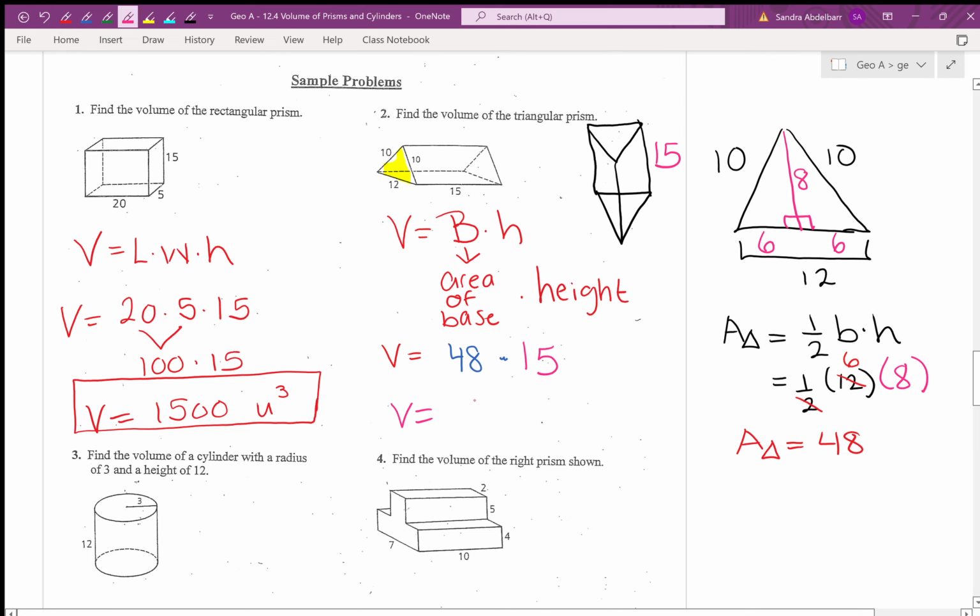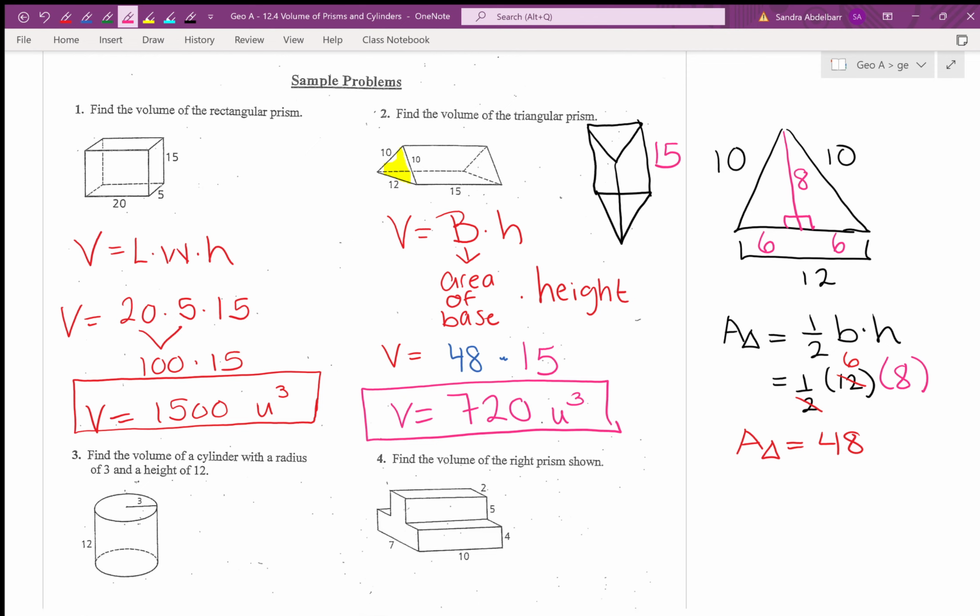Can somebody do 48 times 15 for us? Say it one more time. 720, thank you. 720 units cubed. Can I move on to number 3?